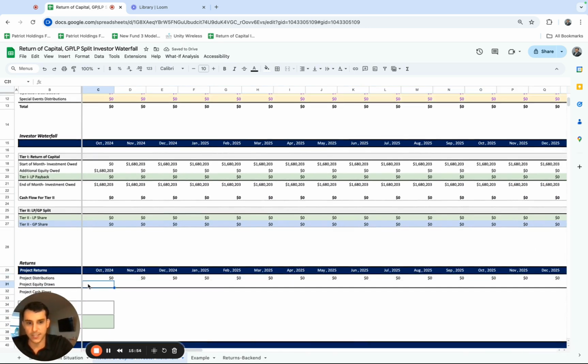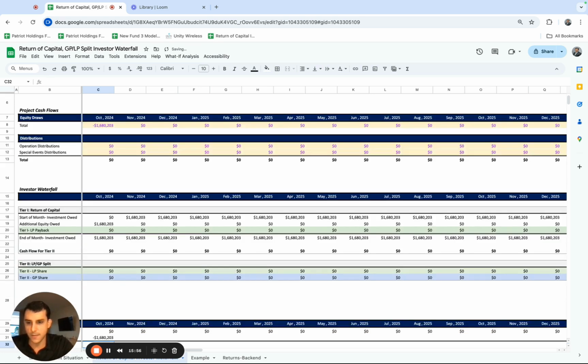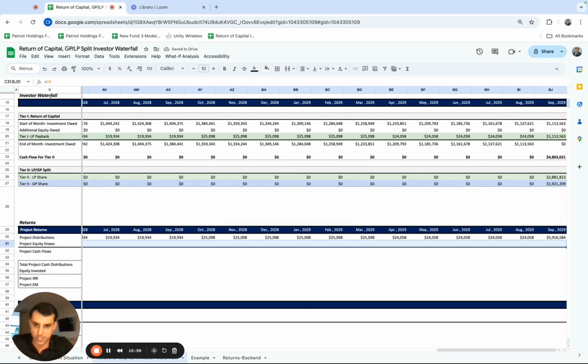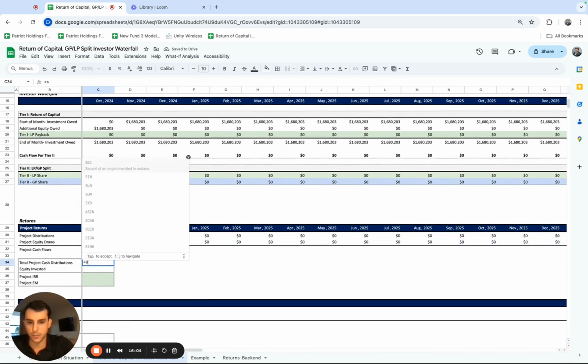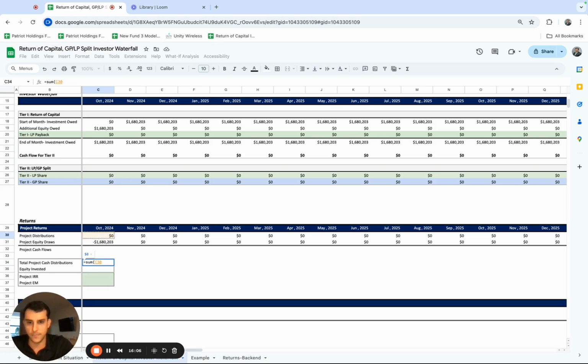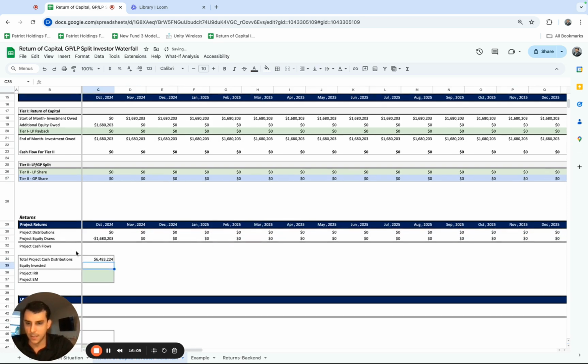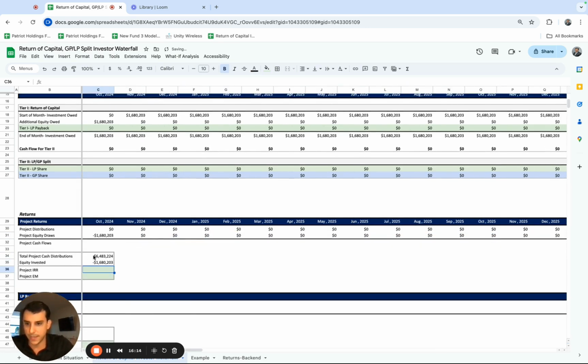So that flows. Let's look at the equity draws. And if distributions are positive, equity has to be negative. Okay, so distributions, let's sum that up. Equity invested, let's sum that up. And then we're going to say the equity multiple. Let's do that one first. It's going to be distributions divided by equity investment, but let me make equity invested positive here.